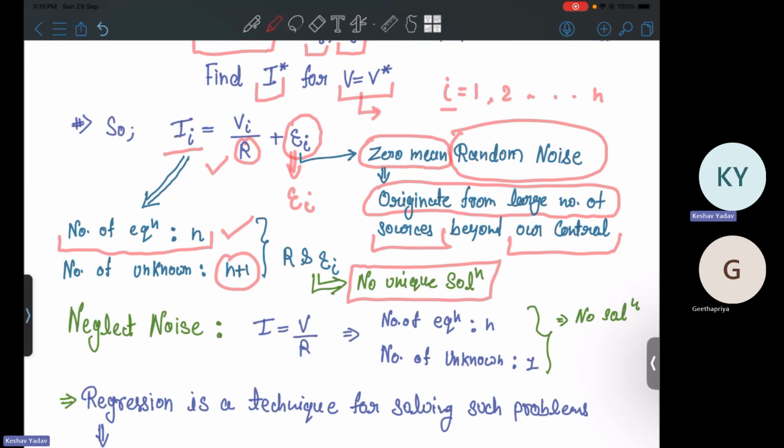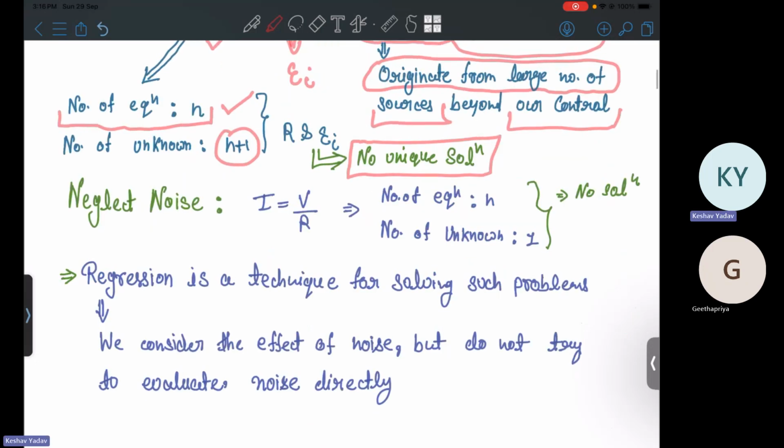So let us go for a simpler case where we assume there is no noise, or we neglect the noise. In that case, our I will be equal to V by R. So for every I, we will have an equation. Here, how many equations? N equations. How many unknowns do we have? Only R is the unknown. So the number of equations is more than the number of unknowns.